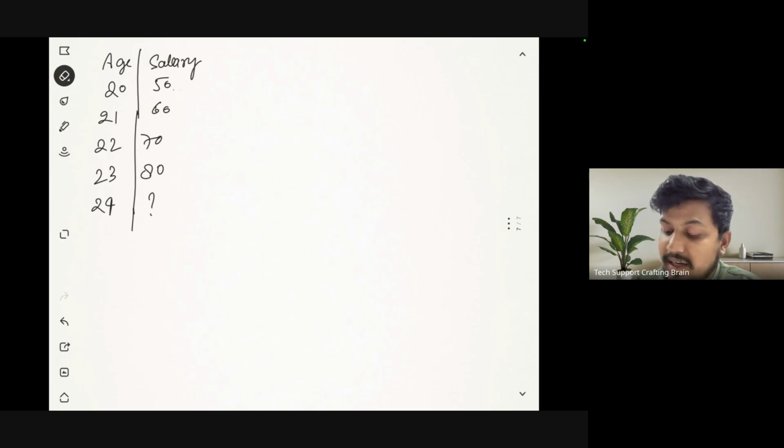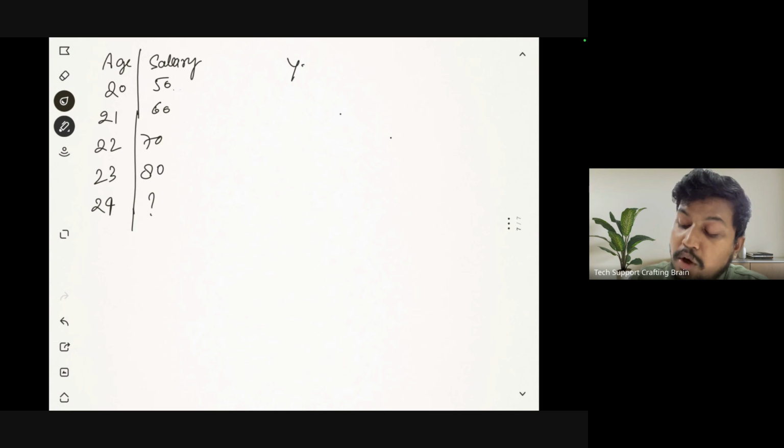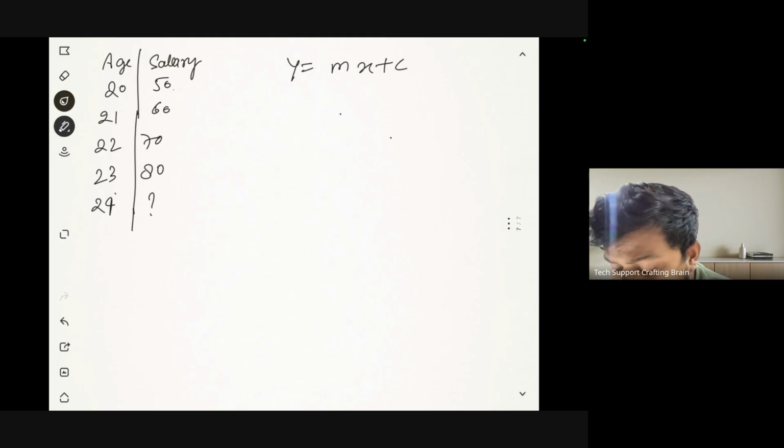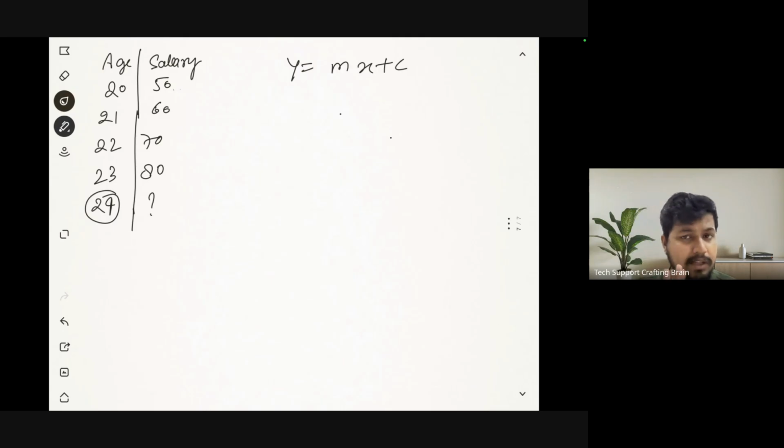What is the equation we are having, guys? We are having the equation y is equal to mx plus c. Using this equation, we are going to make the prediction. We wanted to predict for age 24, so that means the x value will be 24 here.